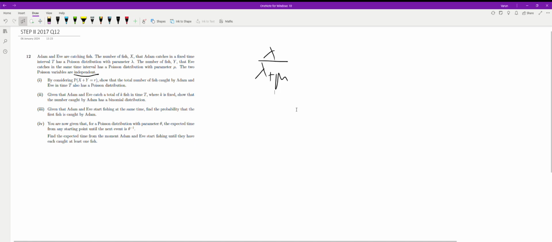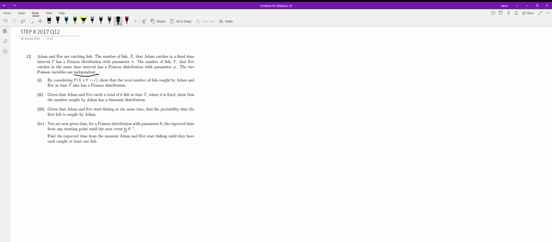Which makes sense because the previous was a binomial and the probability was lambda over lambda plus mu. Sorry, that is p is lambda over lambda plus mu. Okay, now the last part is, I think, quite interesting. So you're now told that for any Poisson distribution with parameter theta, the expected time from any starting point until the next event, that is the event described by the Poisson distribution, is 1 over theta.